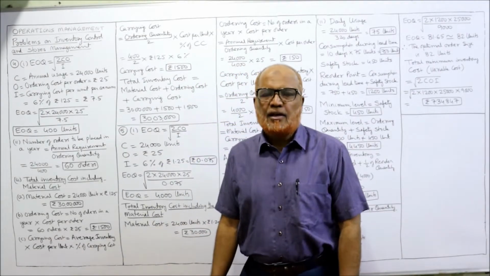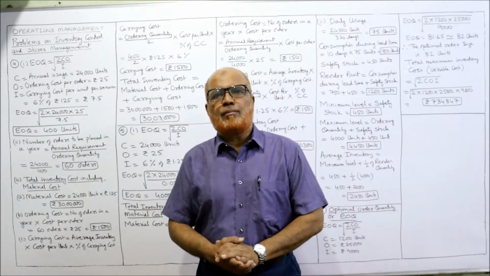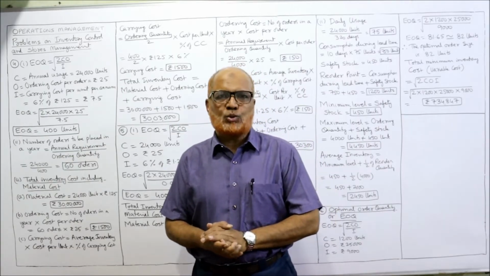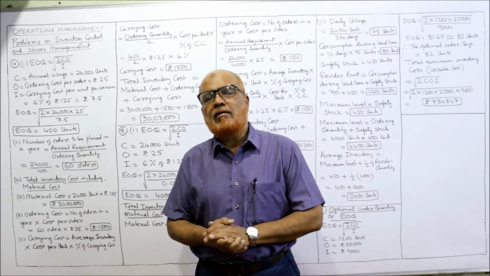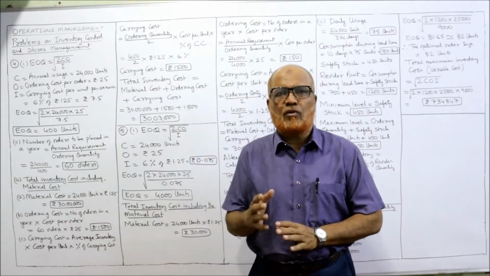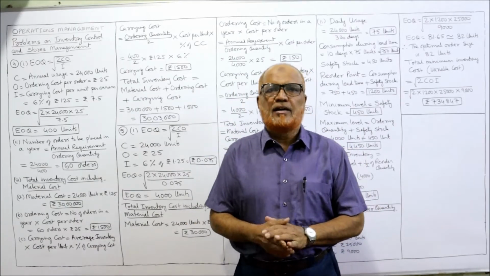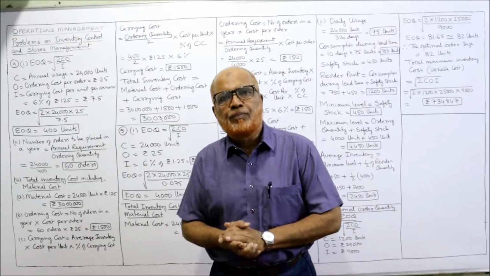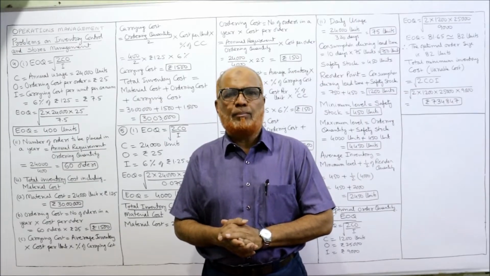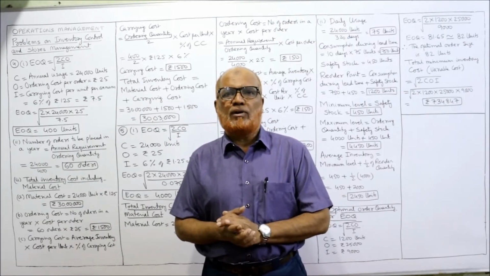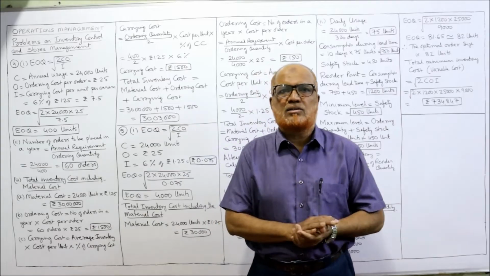I'm Hasham Ali Khan. In the last video, I completed 3 problems on inventory control, and we saw how to calculate the EOQ, the number of orders to be placed in a year, and the formulas for reordering level, maximum level, minimum level, and average stock level. All these things we have seen in the last video.